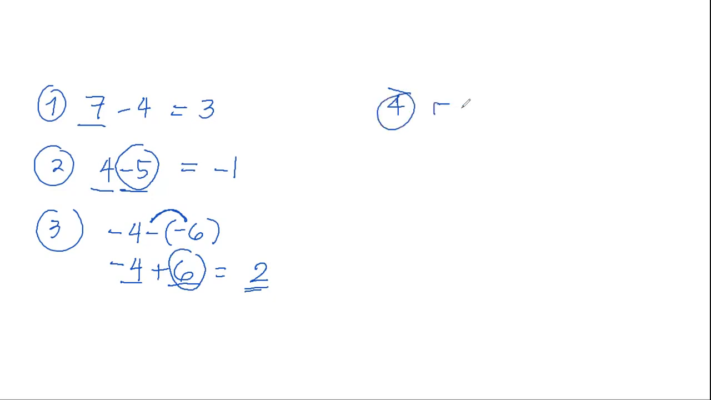5 minus negative 2. We copy 5 first, and negative times negative becomes positive 2. Same signs, add and keep. So we add them, then we copy the sign. The answer is 7. Let's go to the 5th one.